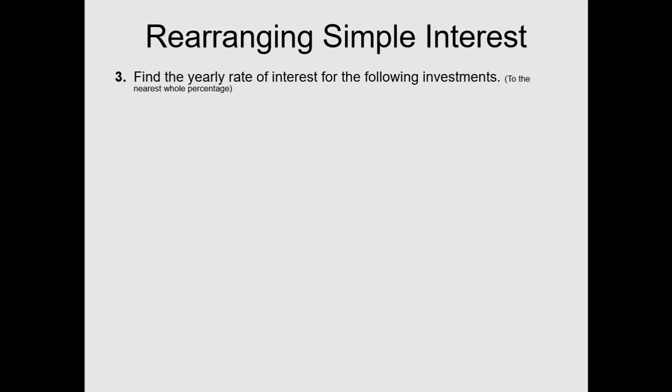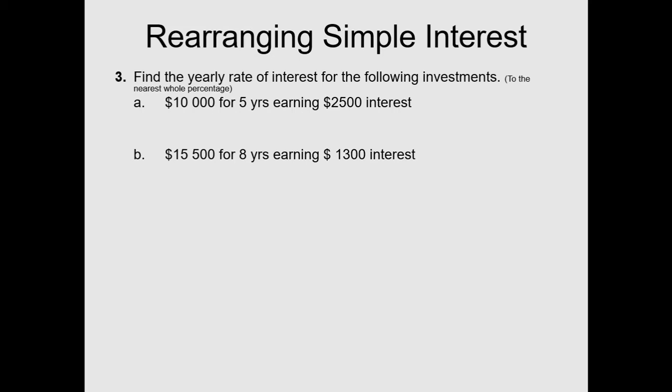Now here's some more practice for you. Rearranging simple interest. Find the rate of interest for the following investments to the nearest whole percentage. So this time we're looking for the rate of interest. A, given that you invested $10,000 for 5 years, earning $2,500 in interest. What's the rate? We know the P, we know the T, and we know the I. Find the R. B, given that you've invested $15,500 for 8 years, earning $1,300 in interest. We know the P, we know the T, we know the I. Set that up and find the R.